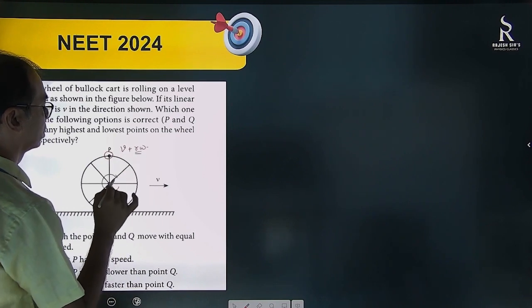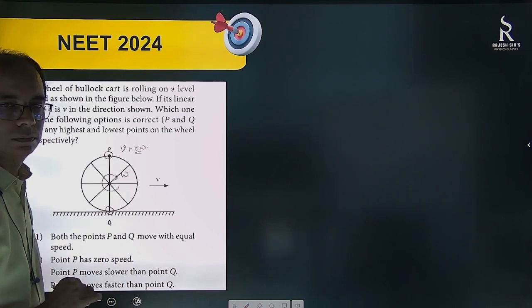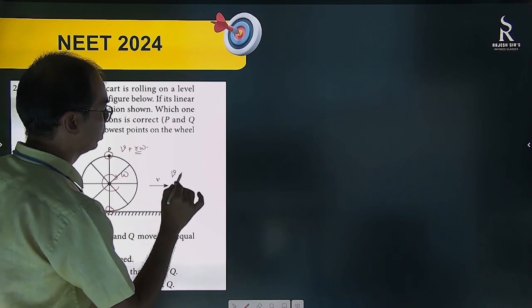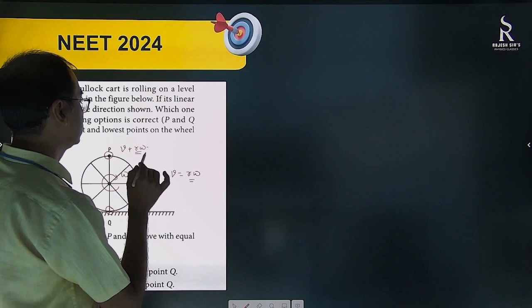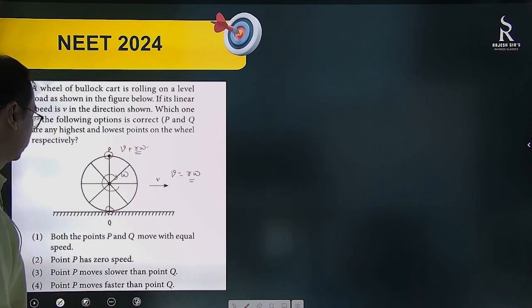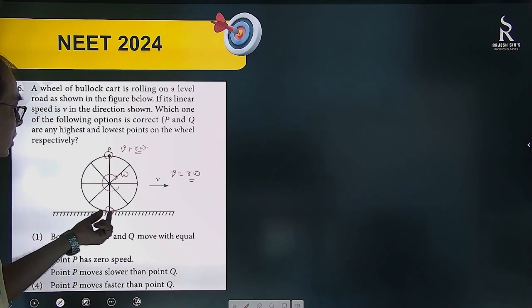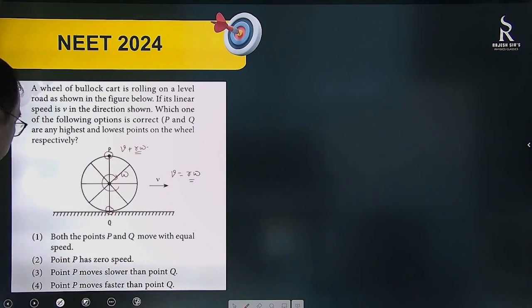This is omega. Okay. And what is the omega and v relation? Should be v equal to r omega. So that means this will have 2v velocity and this will have 0 velocity. What it says? Both the points P and Q move with the equal speed? No. Point P has 0 speed? Not at all. Point P moves slower? No. Point P moves faster than point Q? Absolutely. This is actually 0, this is actually 2v. So our answer is 4. Okay. Next.